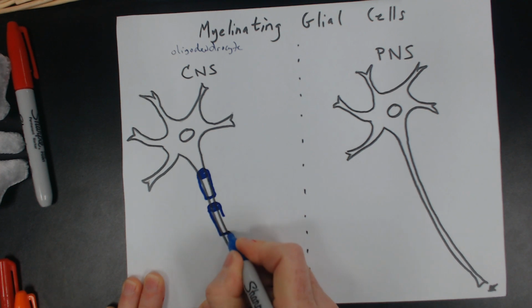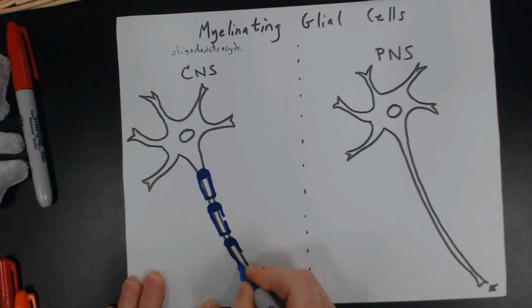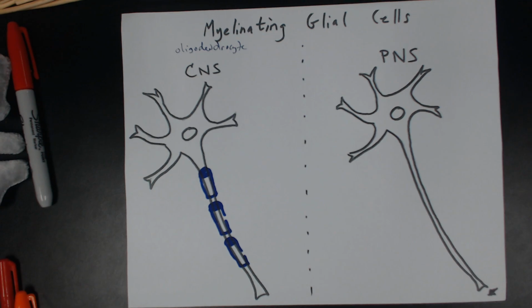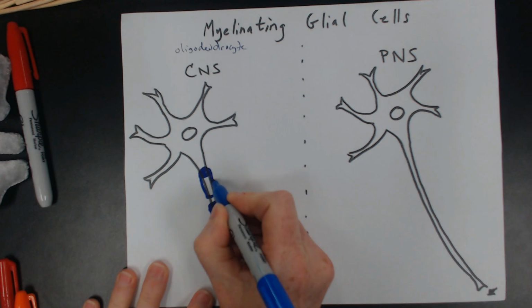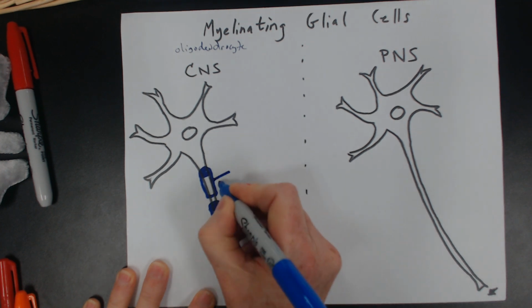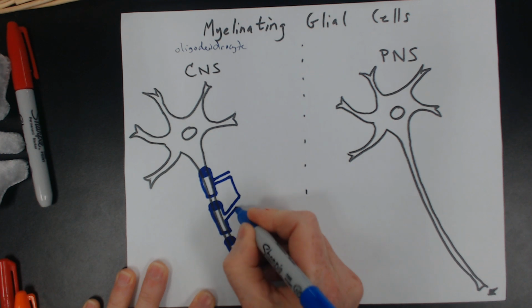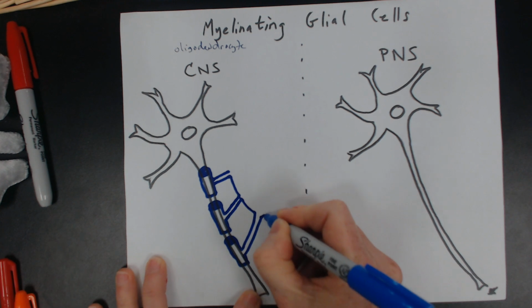In the CNS, the oligodendrocyte has the ability to have one cell myelinate multiple neuronal axons, as well as multiple sites on a specific axon. What you have here are the myelin sheaths that are wrapped around the axon. They have little appendages that come off, and then these just connect to the cell body.